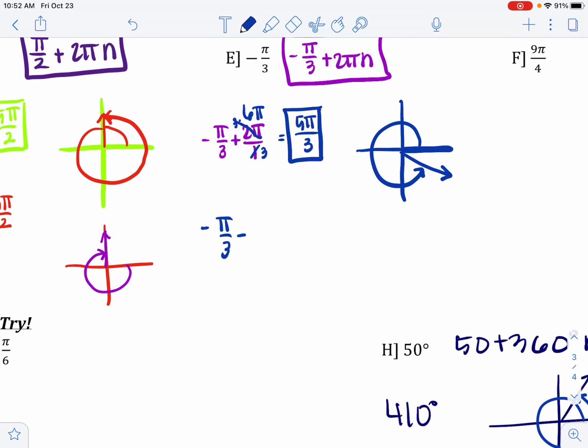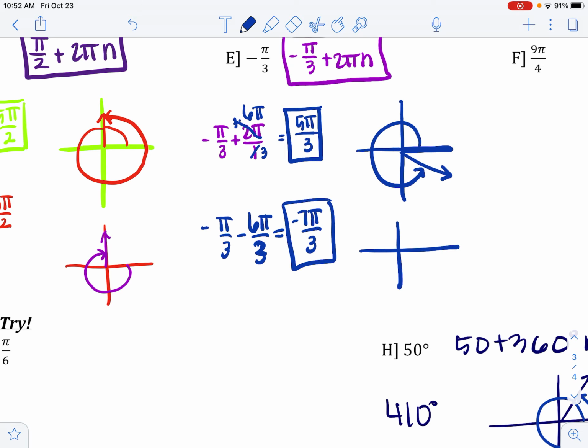Negative pi over 3 minus 6 pi over 3. I'm not going to write minus 2 pi because I know I have to get a common denominator. It's negative 7 pi over 3. Drawing that, here's my terminal side. And now I want to go negative 7 pi over 3. So I'll start at the positive x-axis, go in the negative direction. I'm not stopping there because that's just negative pi over 3. I need to keep going. A full rotation, which is 2 pi, and then pi over 3 more, which is negative 7 pi over 3.